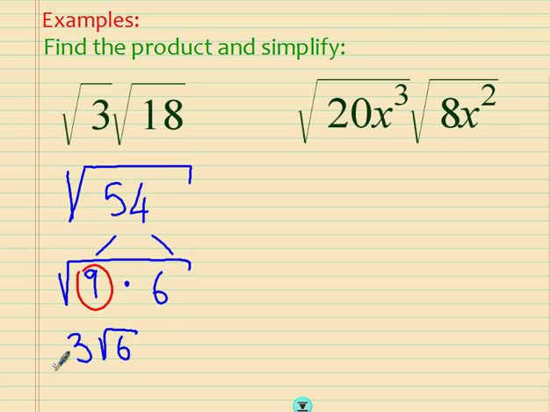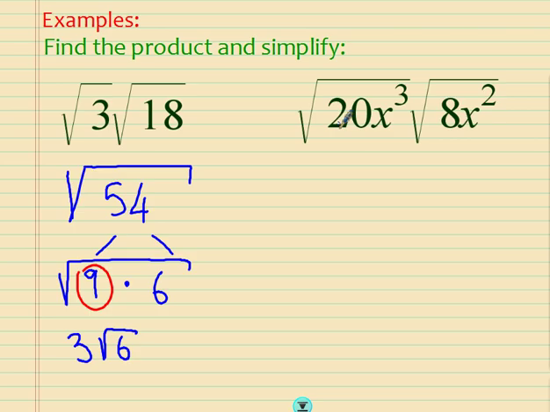Sometimes you will see square roots and variables together, and we will treat variables just like we would perfect squares. And x squared would be a perfect square expression. X cubed is not necessarily a perfect square, so we're going to try to find perfect squares in it.